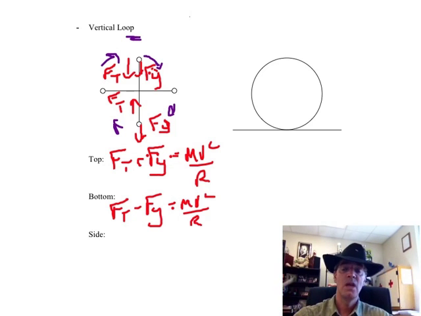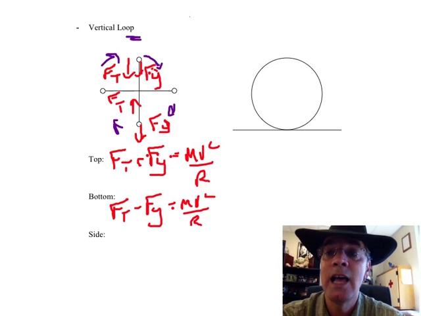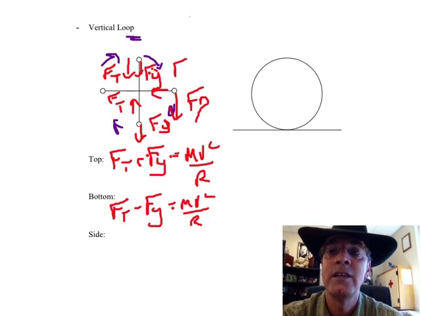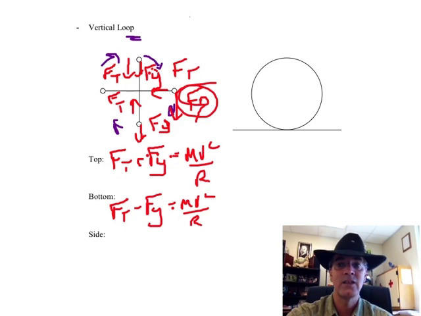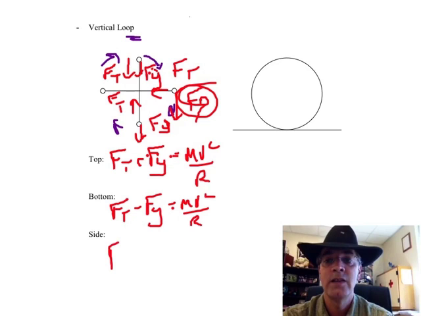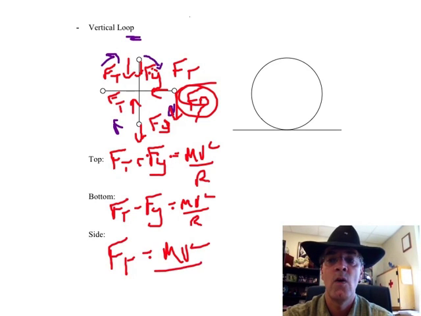The other odd point is at the side, because at the side, my gravity goes that way, and my tension goes that way. And since my centripetal force has to go towards the center, my gravity cannot add to that because it's going straight down. So in this one, it's just force tension equals mv squared over r.